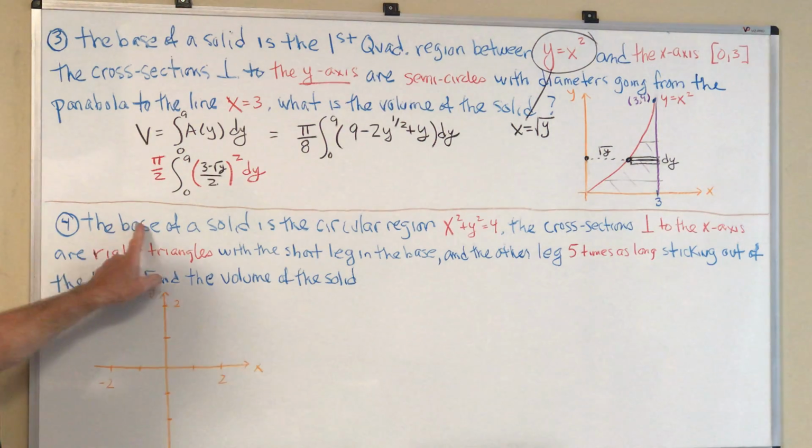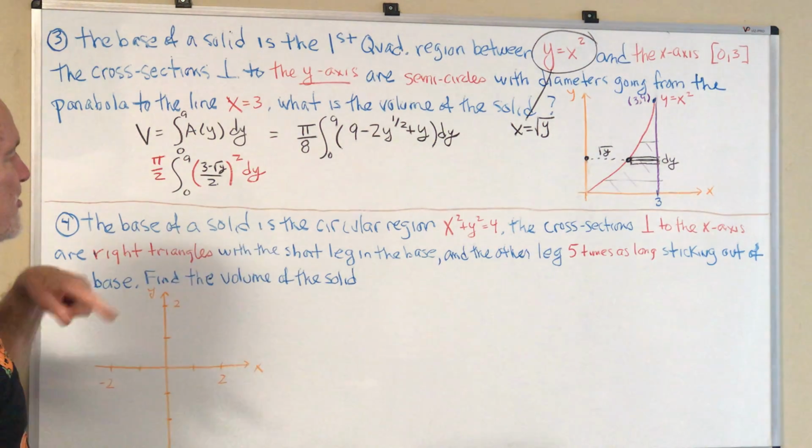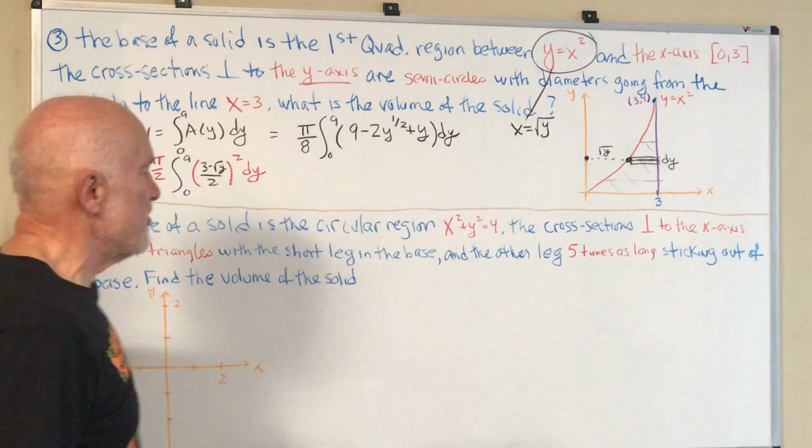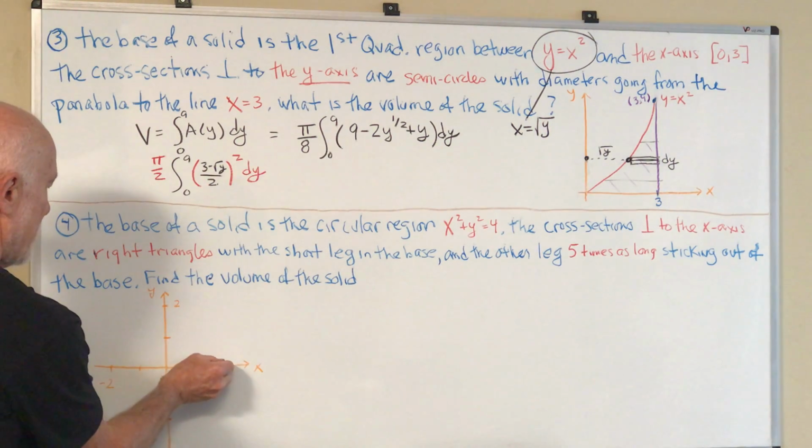Okay, so let's do one more. The base of a solid is the circular region. So here's a circle. x squared plus y squared is 4.